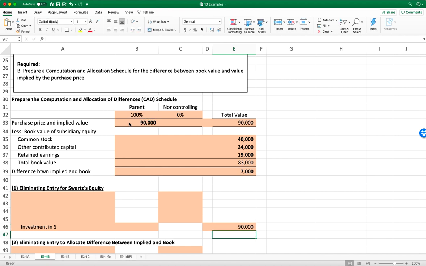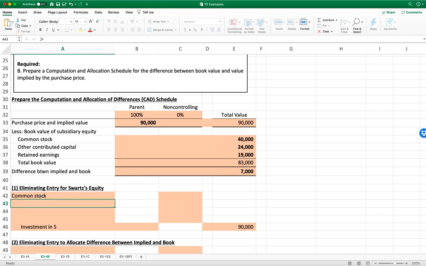We also mentioned last lecture that we were going to eliminate our investment in S account against the subsidiary equity. We thought we also needed to get rid of that. So we need to eliminate any equity accounts that were on our subsidiary's balance sheet. Well, those are also in our computation and allocation of differences schedule. So equity accounts have a normal credit balance, so to get rid of them, we are going to debit them. So common stock, other contributed capital, and retained earnings.